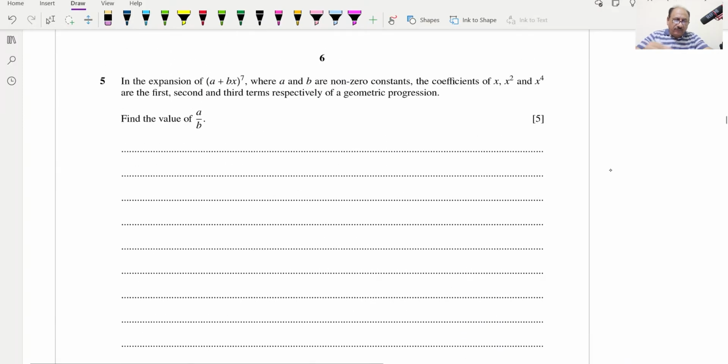Now we can move to question number 5. Question number 5 says, in an expression of a plus bx raised to the power 7, where a and b are non-zero constants, the coefficients of x, x square and x4 are the first, second and third terms respectively of a geometric progression. Find the value of a over b. This is a 5 marks question, so we can write a plus bx raised to the power 7, and we are interested in these parts, x, x square and x4.